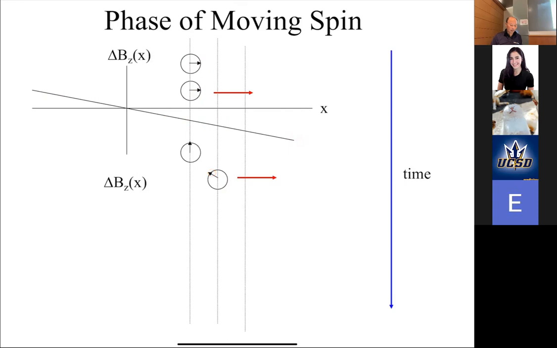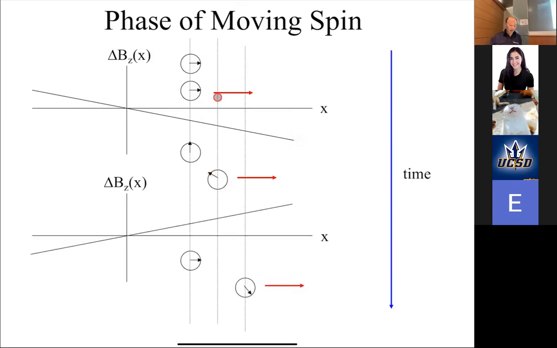And then I reverse the gradient and wait the same amount of time. This spin here saw this negative gradient for some amount of time and an equal and opposite gradient in the positive direction. So its net gradient is zero. So it's back at zero phase, okay? This spin here moved into an area of more positive gradient, so it overcompensates and ends up with some net phase, all right? So it turns out that the phase is proportional to velocity, okay? That's a really important concept in imaging flow: if we can measure the phase of the MRI signal, we can actually estimate the velocity.